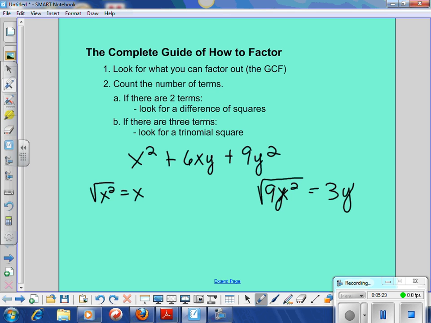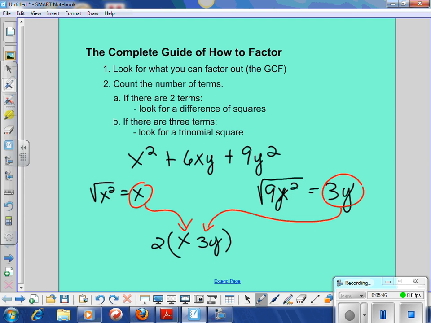Now you have to look at the middle. You have to take your first term times your last term and double it. So put in correct order, coefficients first, 2 times 3 is 6, x times y is xy, is 6xy. That's the middle term, so this is a perfect trinomial square.